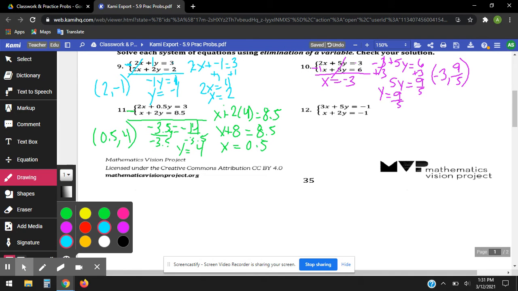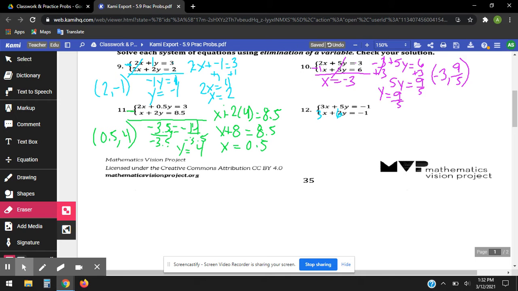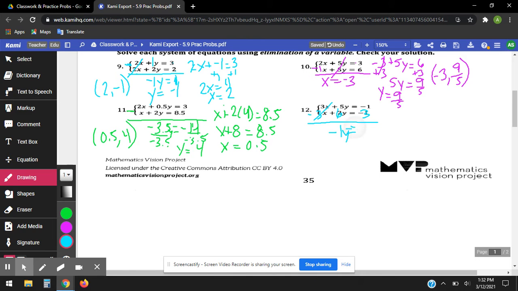And our last one, let's see. The y's match, but that doesn't help us eliminate a variable. So let's multiply our x by 3. So 3x, 2 times 3 is 6. Negative 1 times 3 is negative 3. Okay, so now I can subtract them. The 3's cancel. 5 minus 6 is negative 1y. And negative 1 minus a negative 3, which is really adding, would be positive 2.